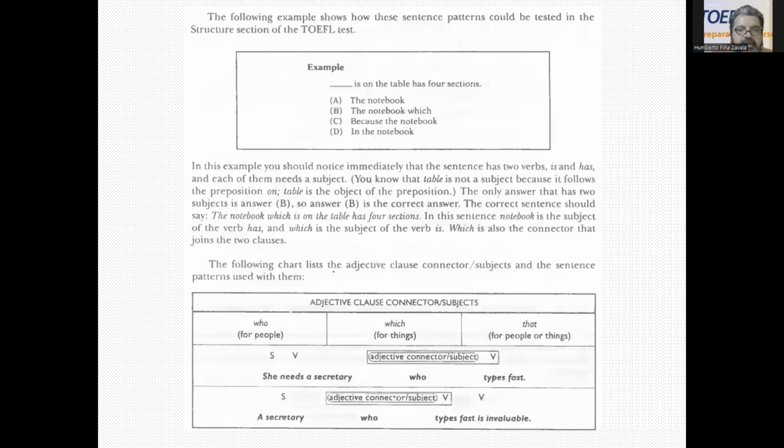All right, here we got a chart. This is the adjective clause connector subjects. The sentence pattern used with that. Who is for people, which is for things, and that is for people or things.